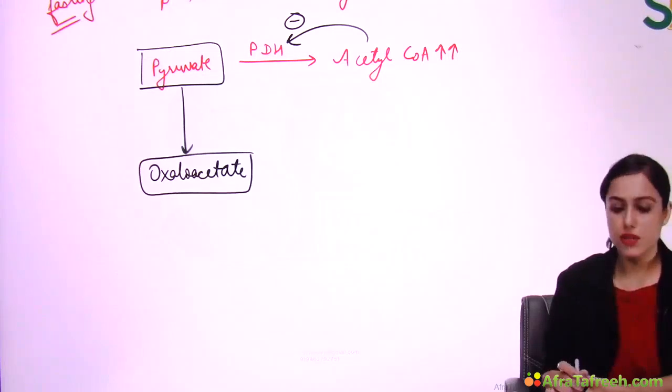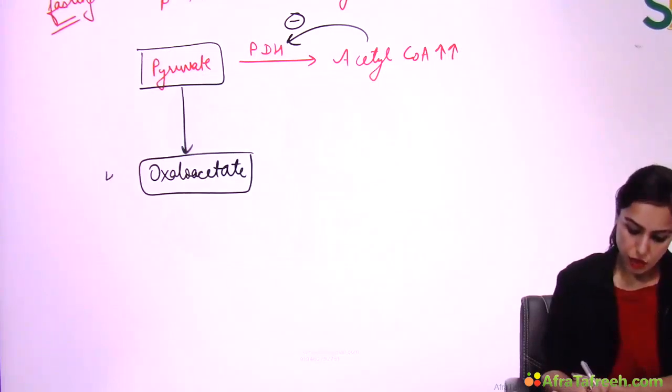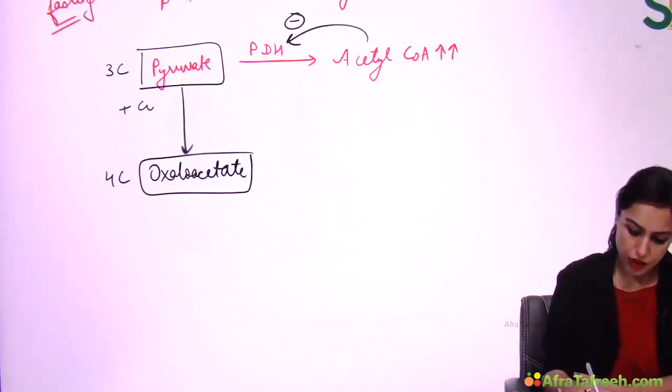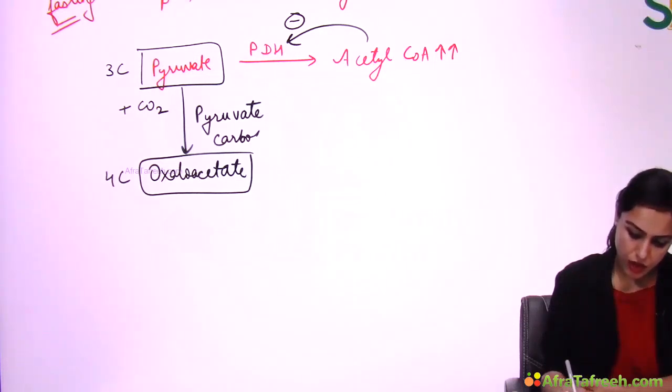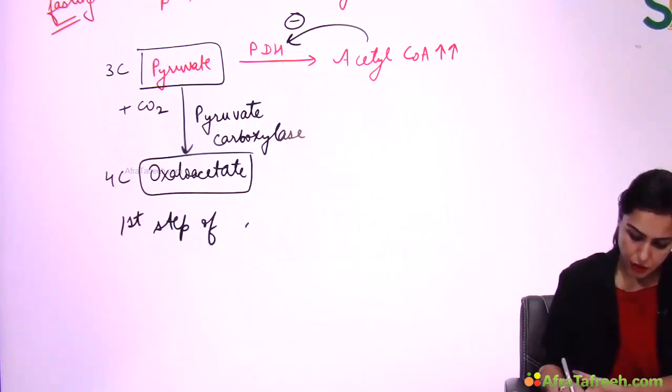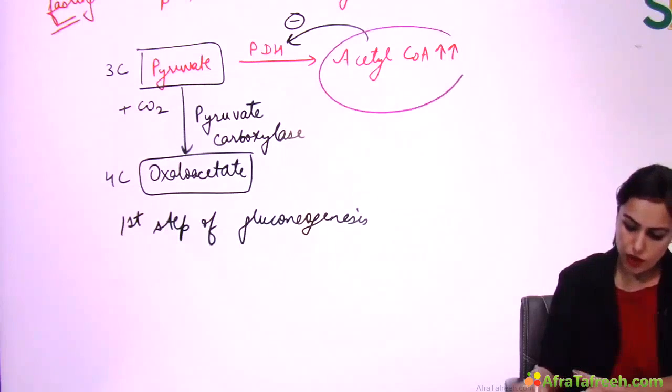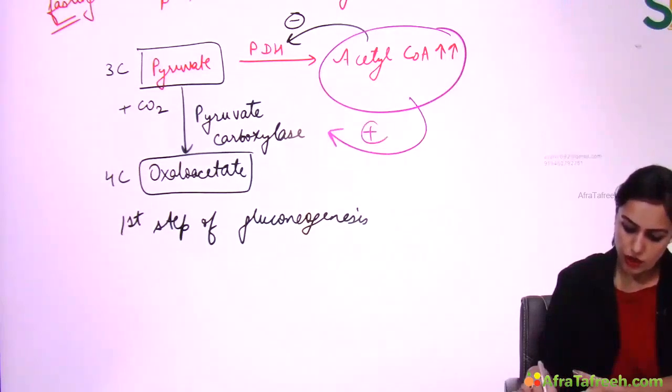This oxaloacetate is 4-carbon compound. Pyruvate is 3-carbon compound. So from 3 to 4 carbon, we have to add carbon dioxide, and name of this enzyme is pyruvate carboxylase, which is the first step of gluconeogenesis. This is the first step of gluconeogenesis pathway, and this first step is also activated by this molecule acetyl-CoA.